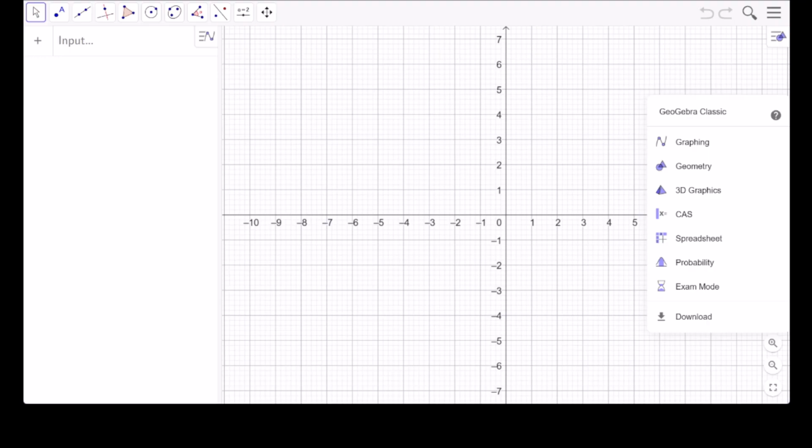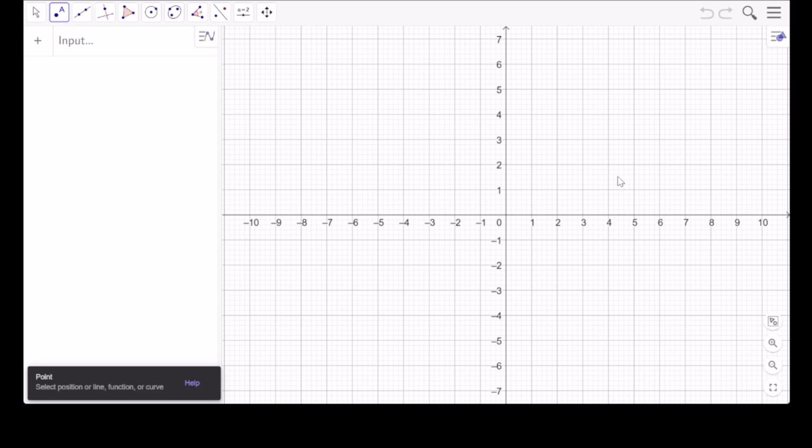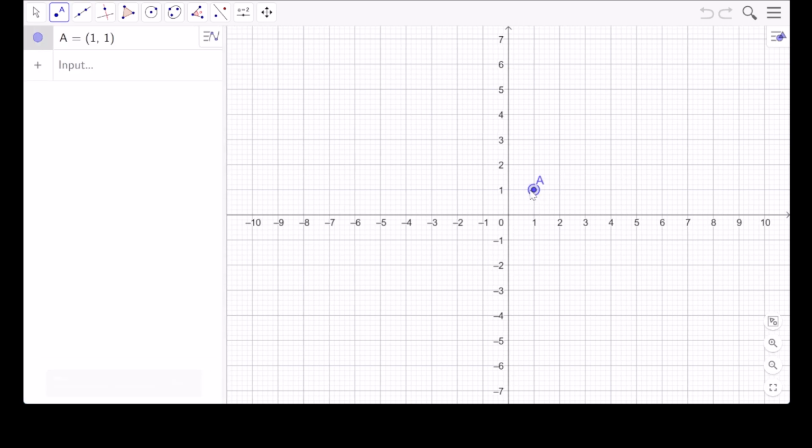So I opened a page in GeoGebra Classic. You can see the interface. Tools are given on the right side, and whatever you input here will come. We'll learn how to mark the points. So this is the point tool. Many options are there, but I'll take the simple one and mark a point. Just see, it is showing 1, 1. X coordinate is 1, Y coordinate is 1.